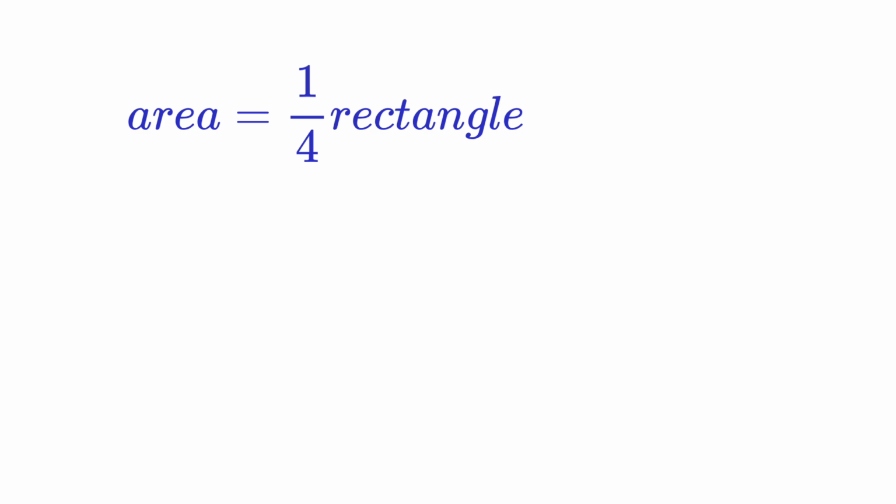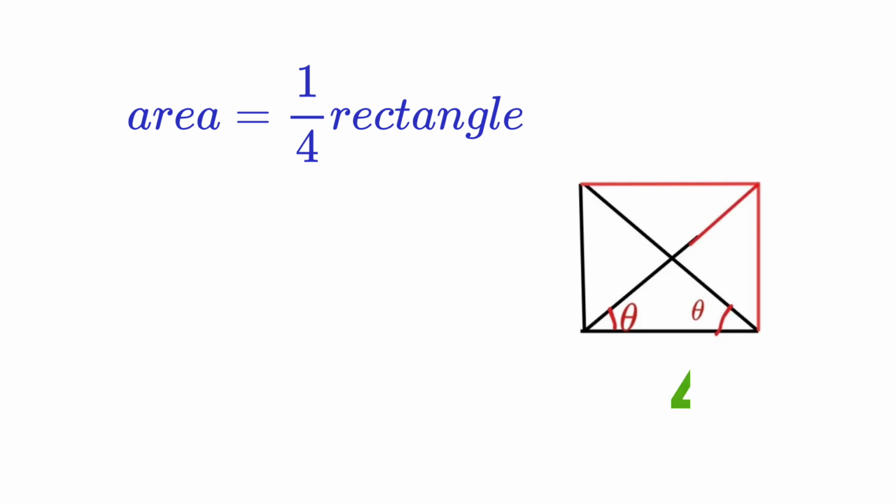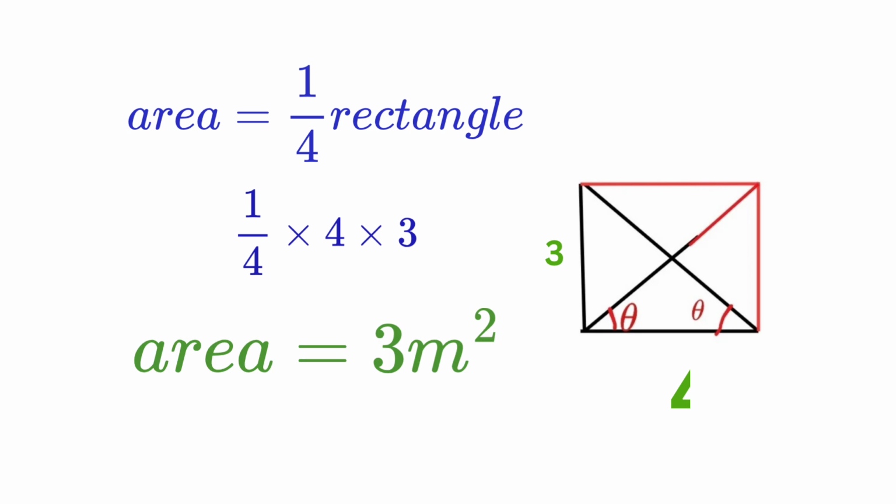Area is equal to 1 by 4 of the rectangle. The base is 4 and the height is 3. The 4 and 4 cancel out and the area is equal to 3 meters squared, because area is calculated in meter square units.